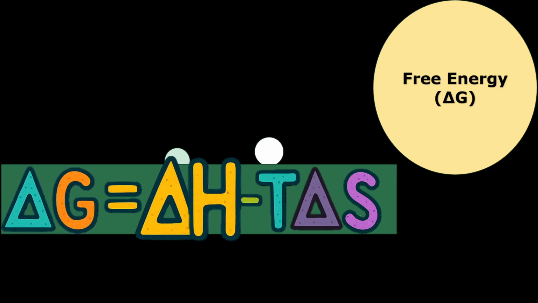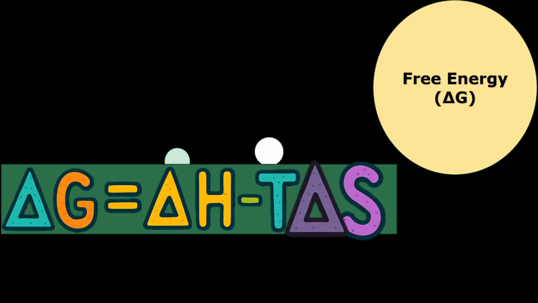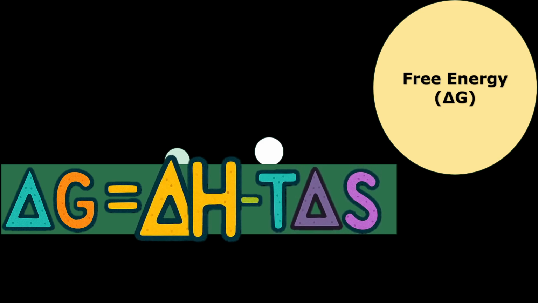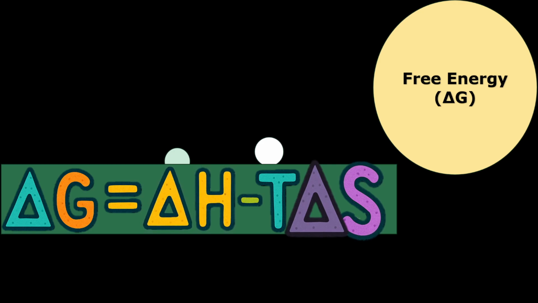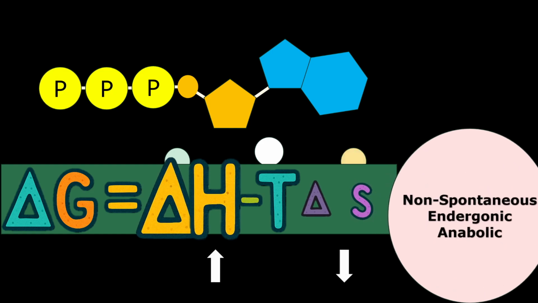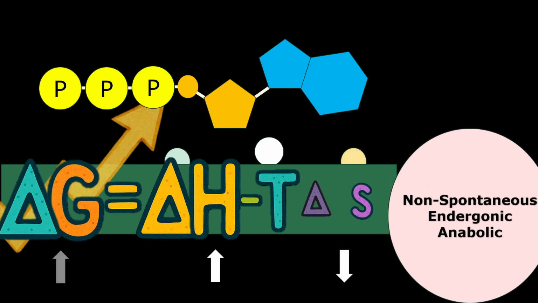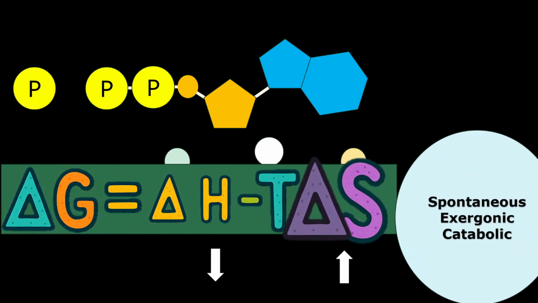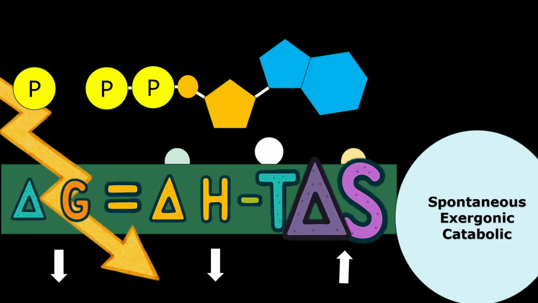Delta G equals delta H minus T times delta S. Here, delta H is the change in enthalpy or bond energy, and delta S is the change in entropy or molecule count, with temperature T scaling entropy's effect. Forming bonds raises enthalpy and lowers entropy, increasing delta G. Breaking bonds lowers enthalpy and raises entropy, lowering delta G.